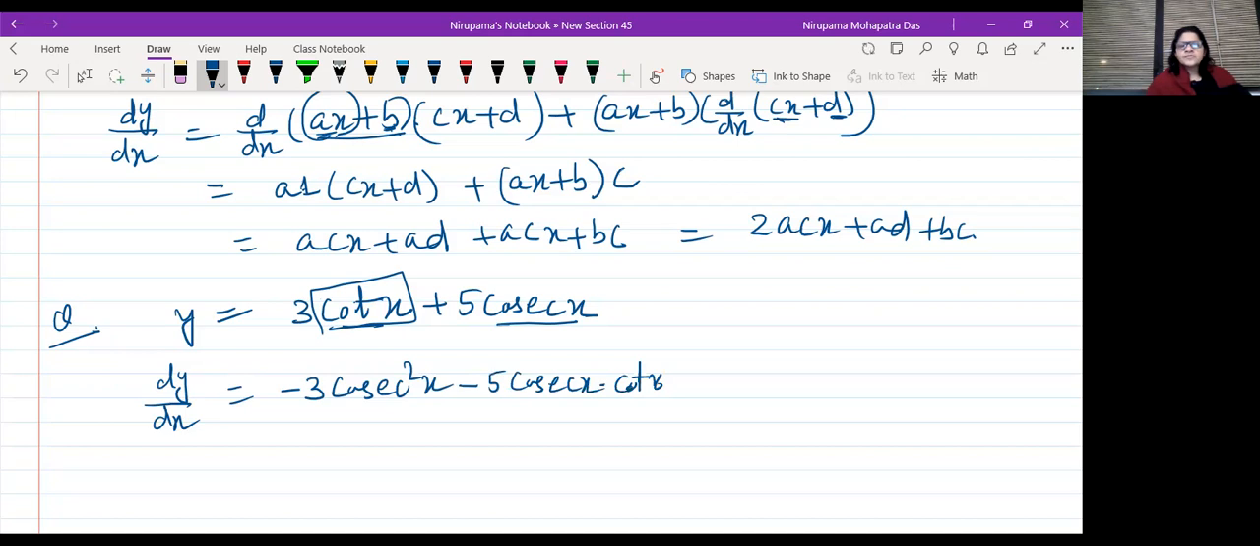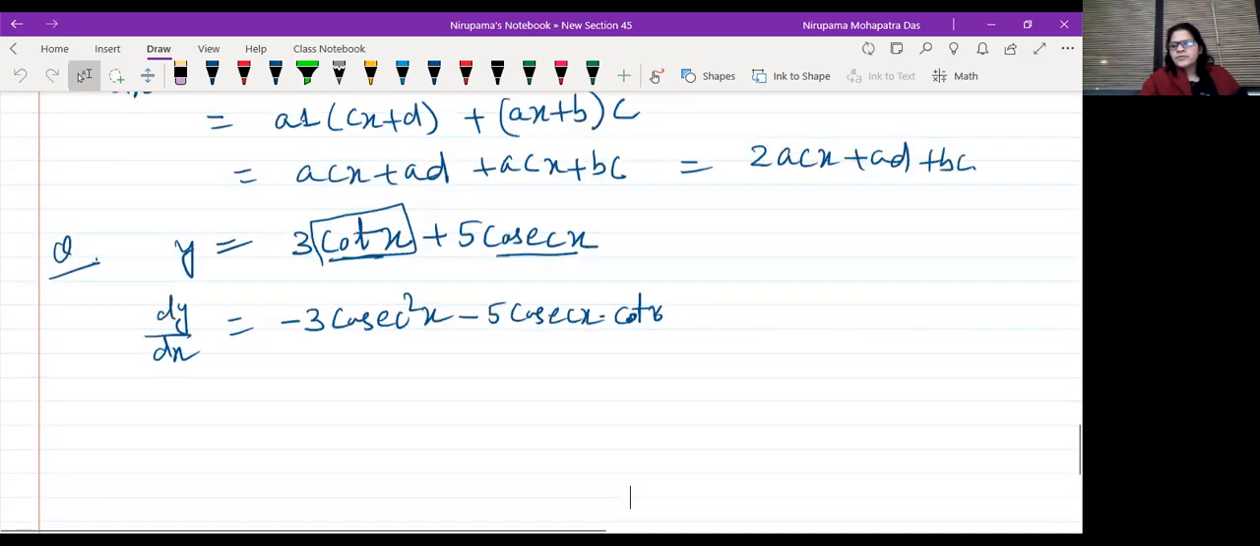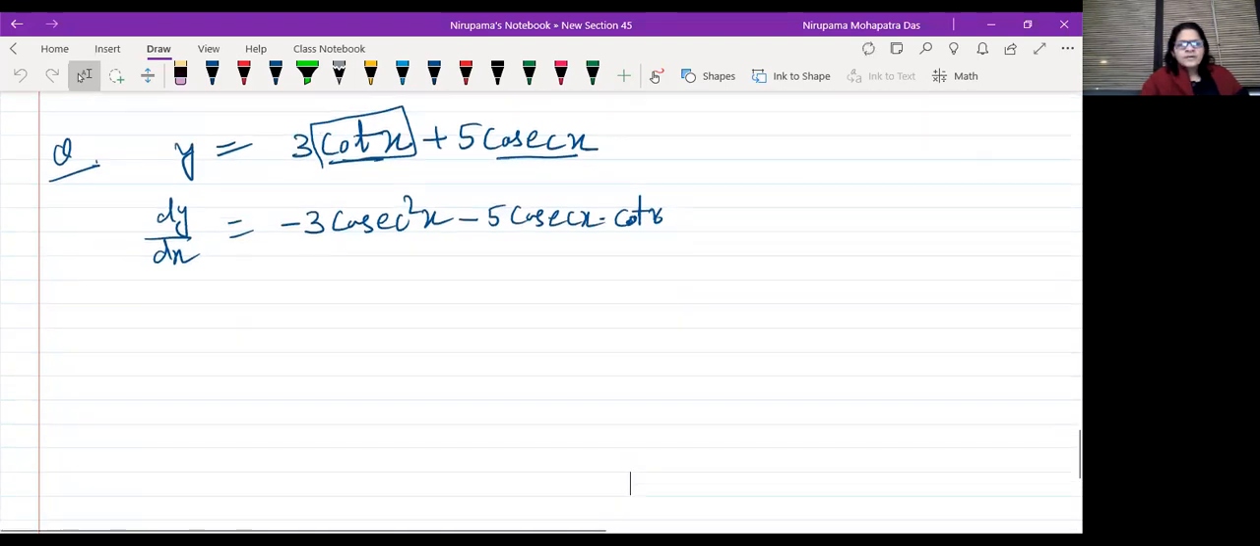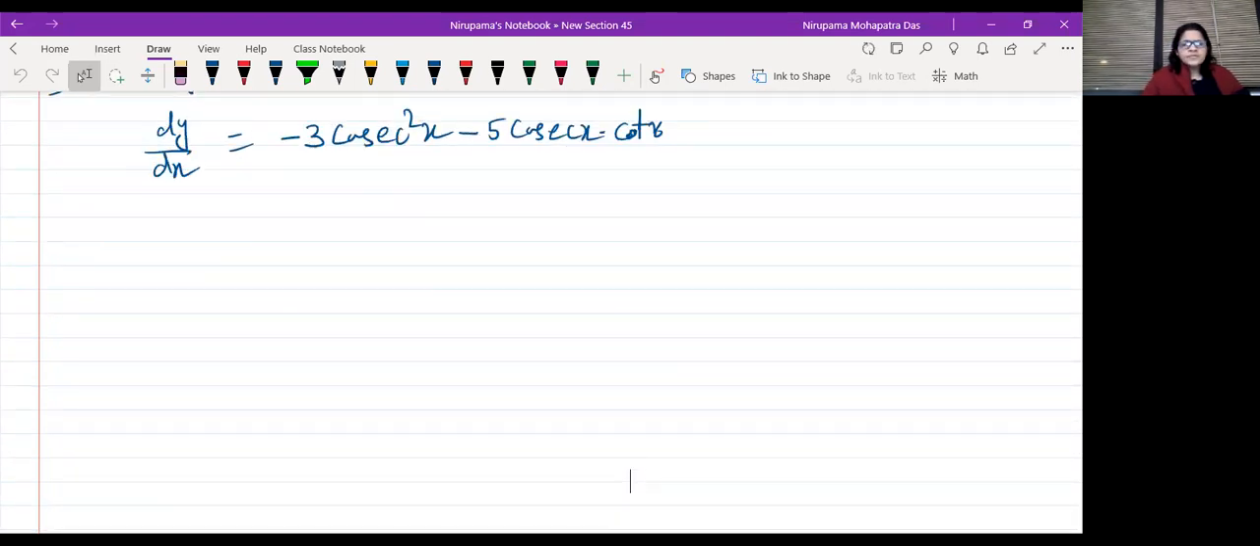So in the process of solving such questions, automatically you will remember all the formulas. That means you don't have to remember all the formulas by heart, but in the process of solving the questions, automatically the formulas will be registered in your memory. Okay, so this is also one of the questions from NCERT.